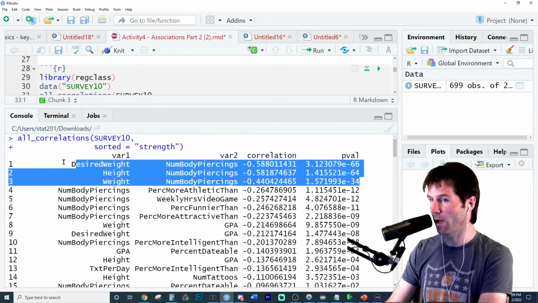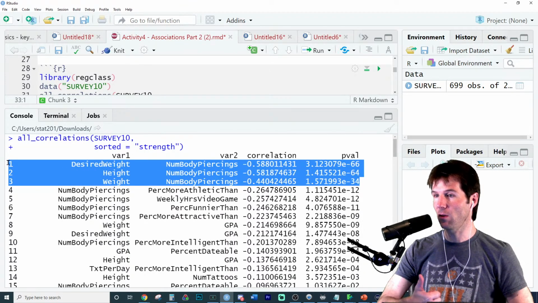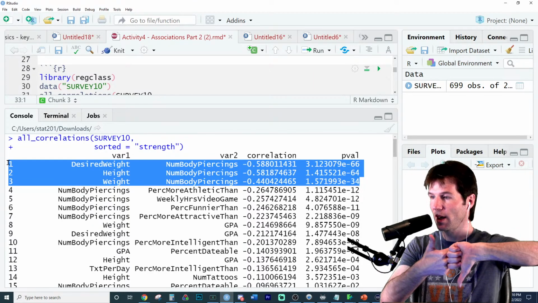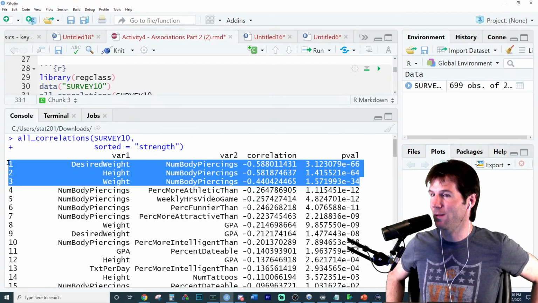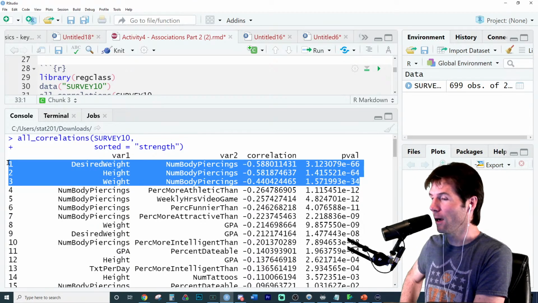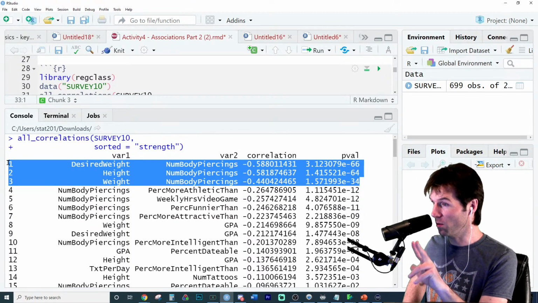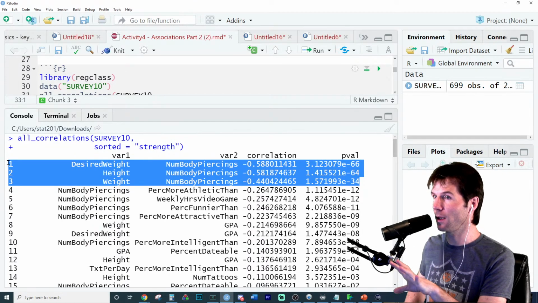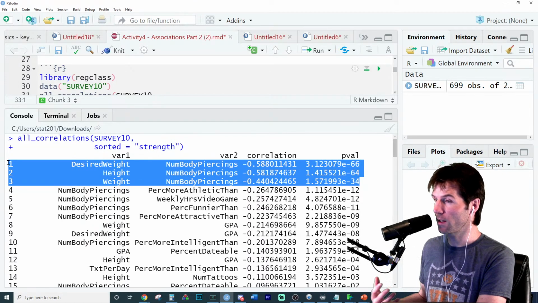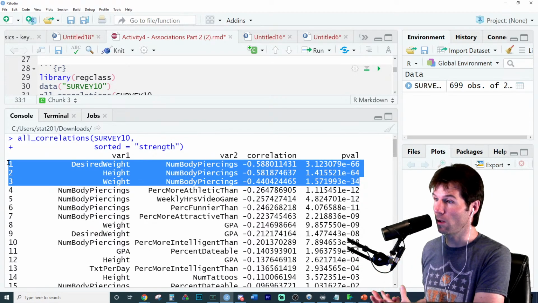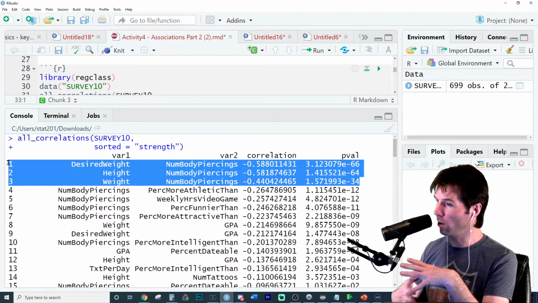But these are the top 3 right here, most negative. So we would say for those who have more body piercings, we generally see that they want to weigh less. And the lurking variable, and we showed it yesterday, would probably be gender. Because generally speaking, women want to weigh less than men. That's not true in all cases. And there's also the relationship that generally speaking, females have more body piercings than males. So it becomes what we call a lurking variable.